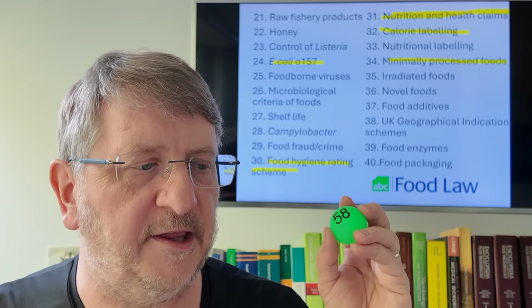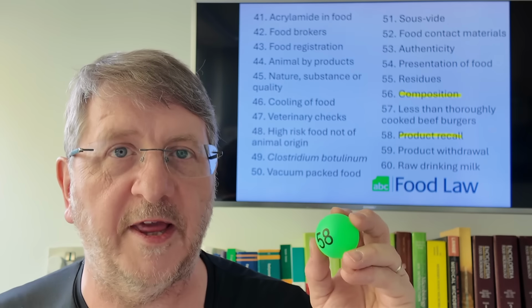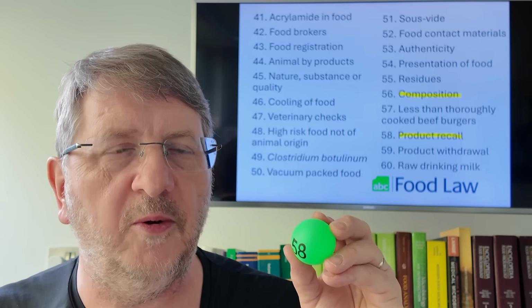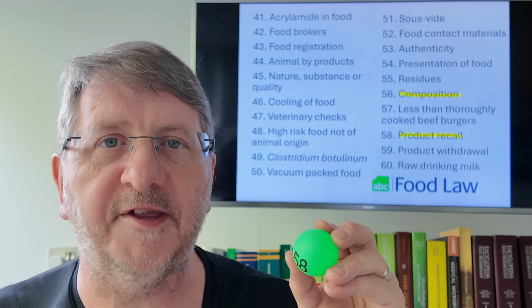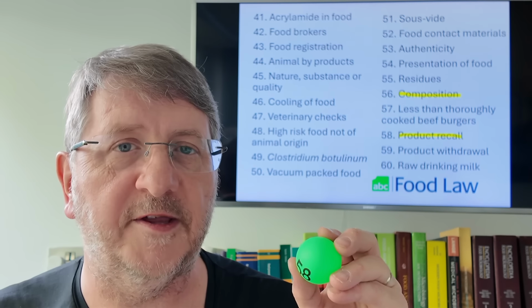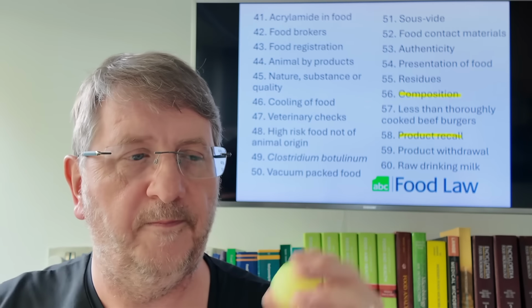Number 58. Product recall. If something is wrong, say you have some food contaminated with E. coli 157, then what you would need to do is recall it from your customers. So a product recall is when you try to bring back a food from your customers. That's a general food issue.